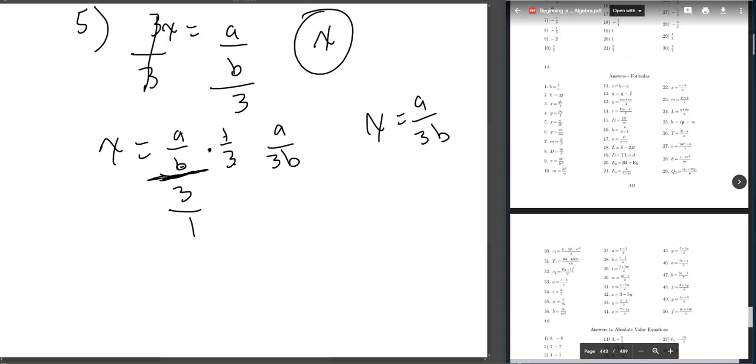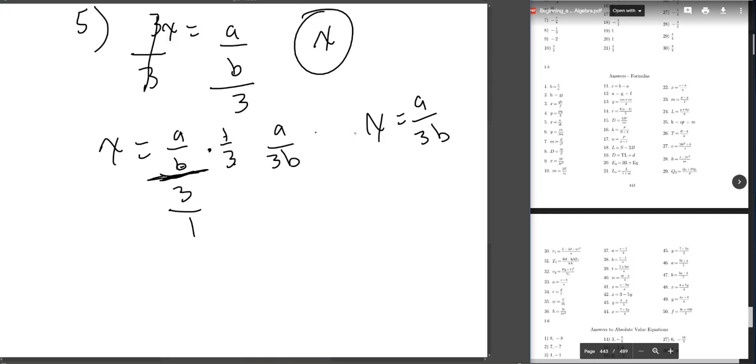That's number 5. Let's go see what number 5 says. X equals a over 3b. All right.